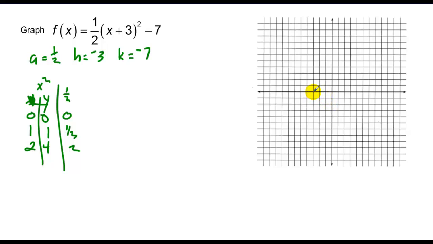Move over 3, down 7. Go over 1 and up a half. And over 2 and up 2. So again, we see this is a wider opening parabola.